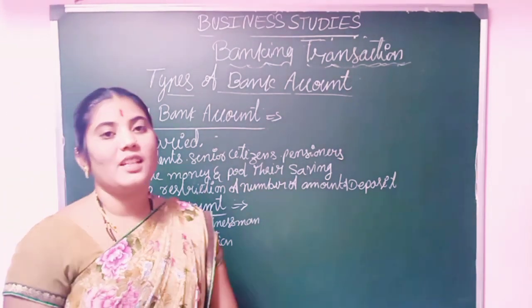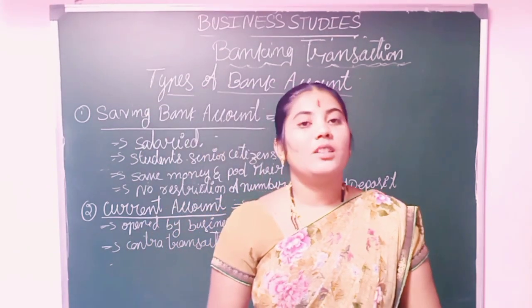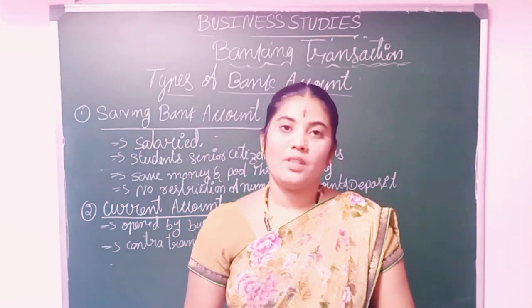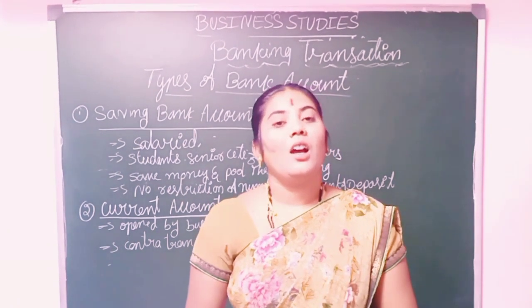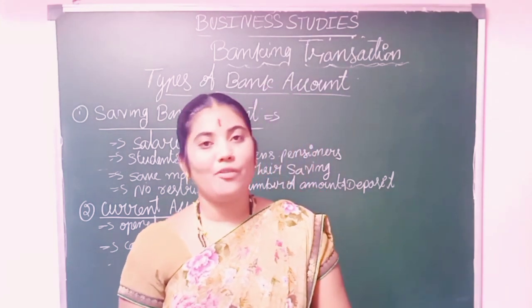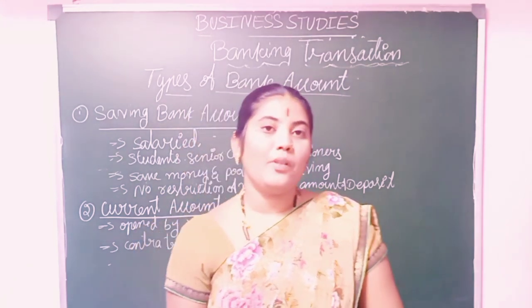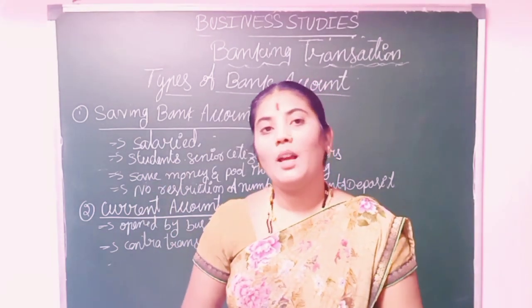The first one is the savings bank account, the second one is the current bank account, the third one is the recurring deposit account, and the fourth one is the fixed deposit account. These are all the types of bank account. Let us discuss them and their explanations.